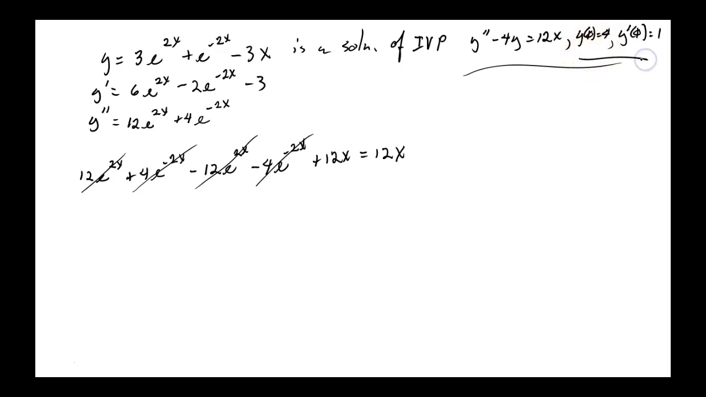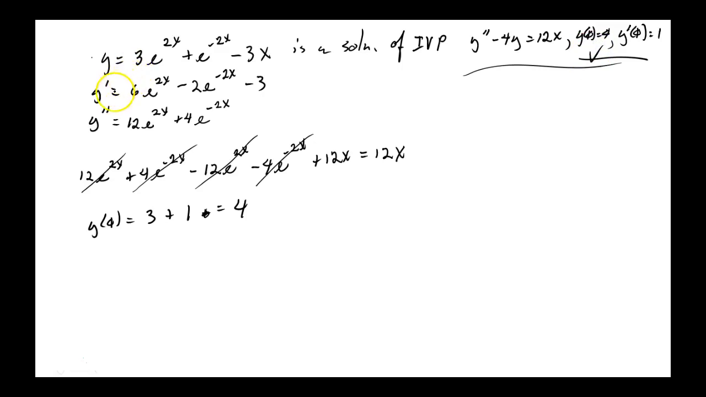Now, to fit the initial conditions, go back to your y. So y of 0 is equal to 3. e to the 0 is? Yeah, 1. So that would be 3 plus e to the minus 0 is 1. So that's 1 minus 0. Okay? So that's equal to 4. And sure enough, y of 0 is 4.